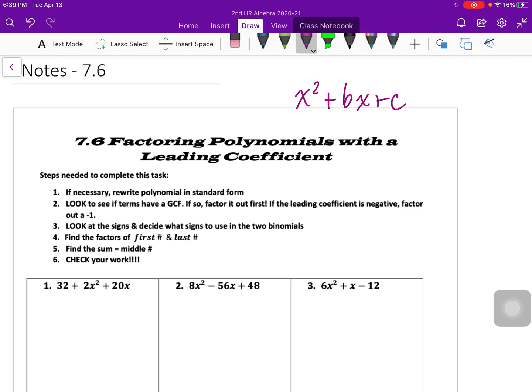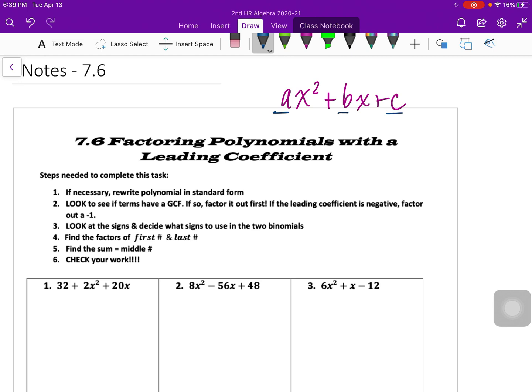Today, we're going to add that leading coefficient. So now our formula is ax squared plus bx plus c. Just remember that whenever we're referring to a, b, or c, a is our first term, b is our second term, and c is our third term. So let's talk about the steps needed to complete this task.